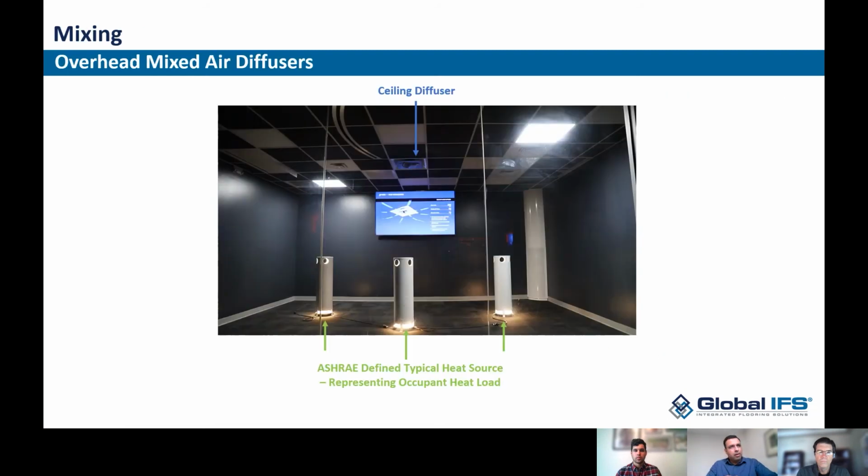To give you a little bit of a visual of how this works, I'll play this video in a sec, but essentially what you're looking at here is 3 heat sources shown in the space itself. These dummies represent a typical human being, 250 BTUs per occupant. What you'll notice is when I play the video, air will start coming out of this overhead diffuser, showing how a mixed air system works. Let's play the video.